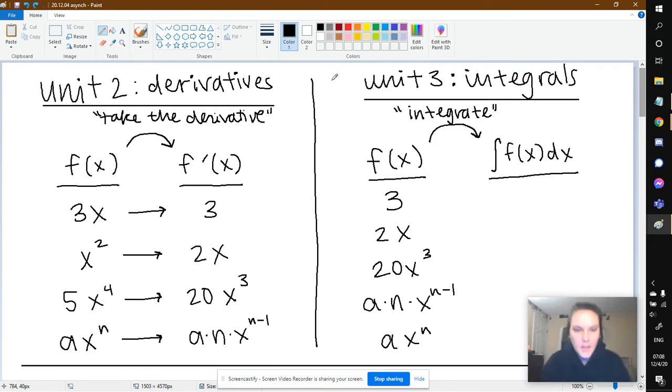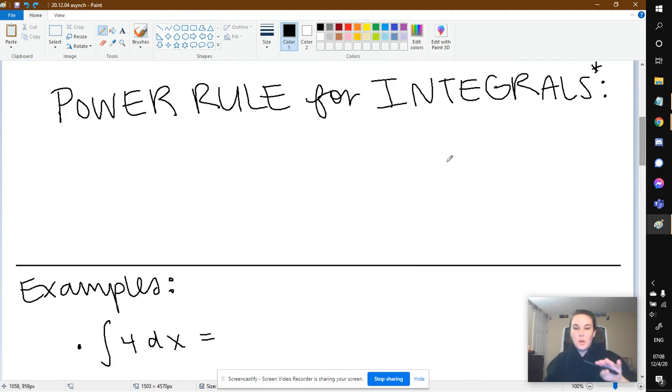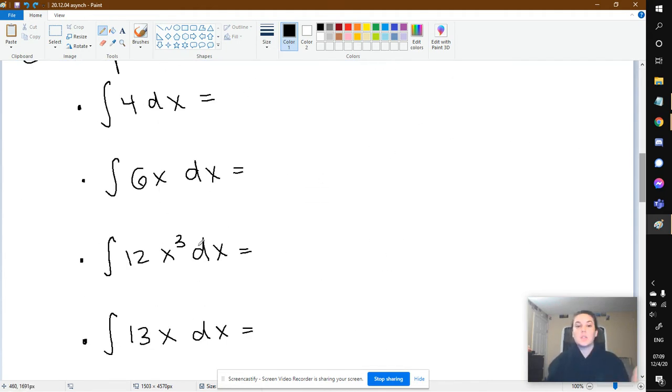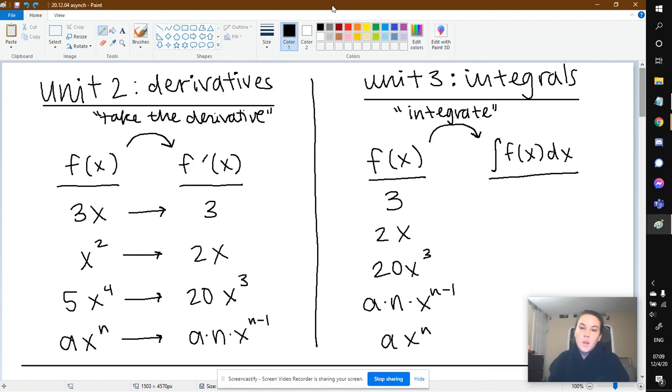So that's the plan. I'm going to take us through a trip backwards, talking about the Unit 2 derivatives. Connect it to Unit 3, we're going to make a power rule, and then we're going to practice it. And then your assignment is going to be practicing it, right? So here's what's going down.